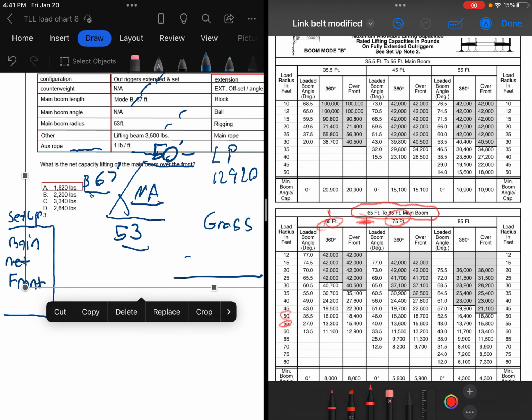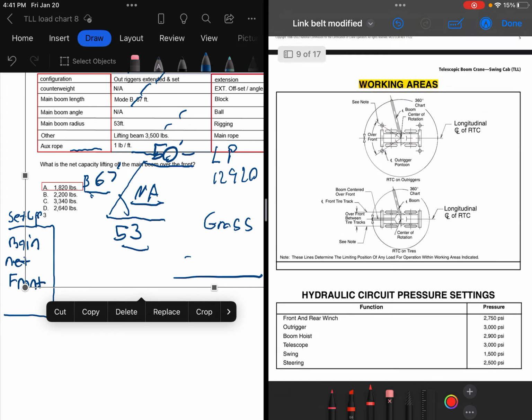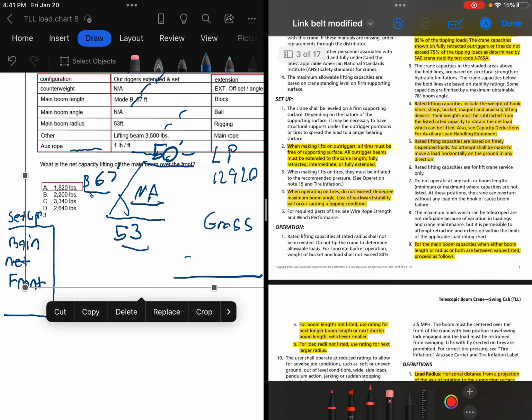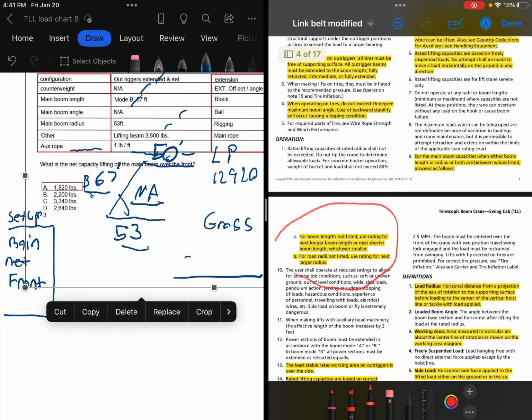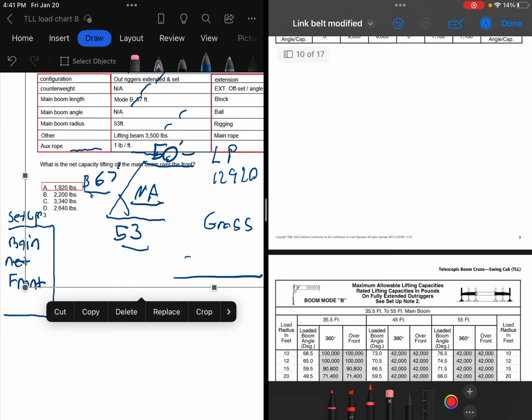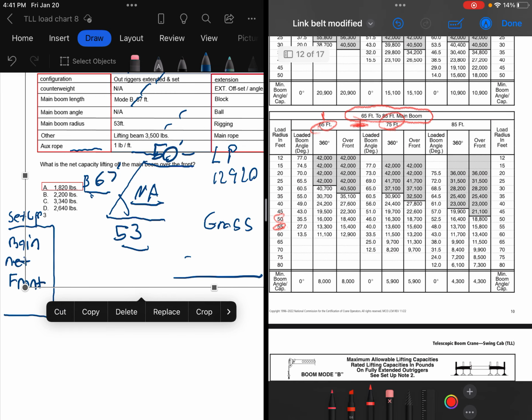We have to determine. So the rule is, scroll back up here to our rules. I think we've got it highlighted. Right there. For boom lengths not listed, use rating for next longer boom length or next shorter boom length, whichever is smaller. So we want to go to the lowest rating, which is the most conservative capacity. For radii not listed, use the rating for the next larger radius. So on the Link-Belt, you can always remember farther away is always going to be your lowest capacity, which is pretty simple.